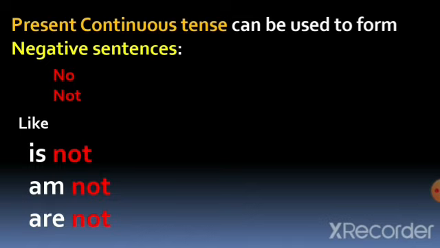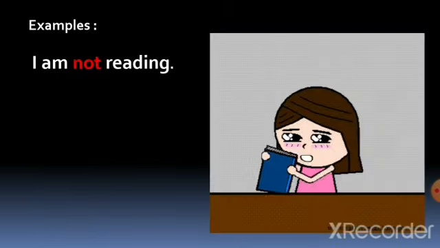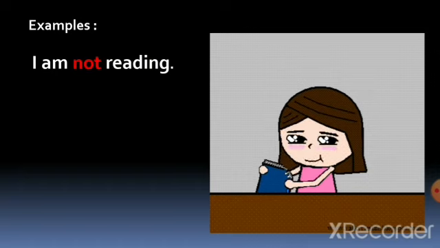Present continuous tense can be used to form negative sentences. Sentences where we get no, not type of words are negative sentences. Like is not, am not, are not. For example, I am not reading. In this sentence, am is with the verb read, ending in ing, reading. But the word not is in between, before the verb, which makes it a negative present continuous tense.